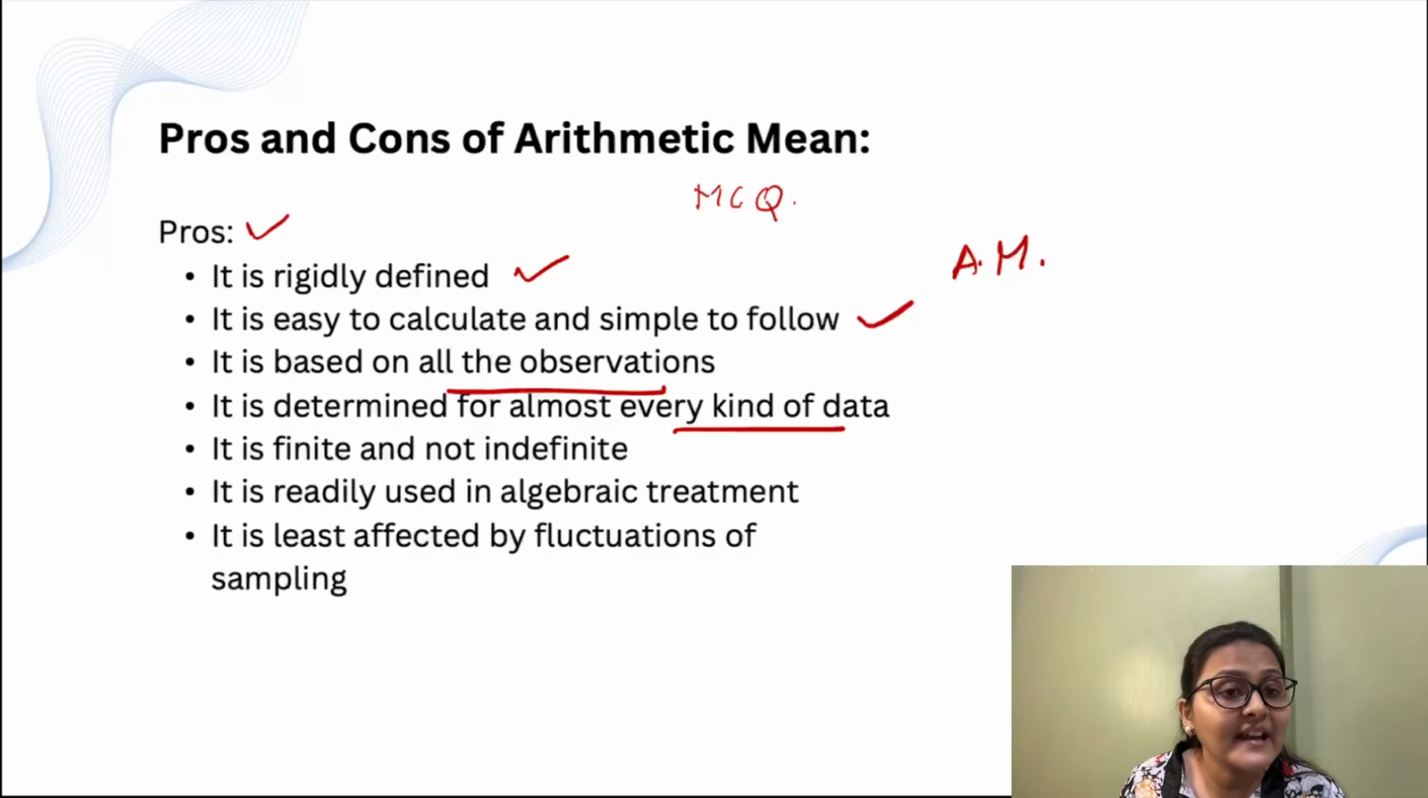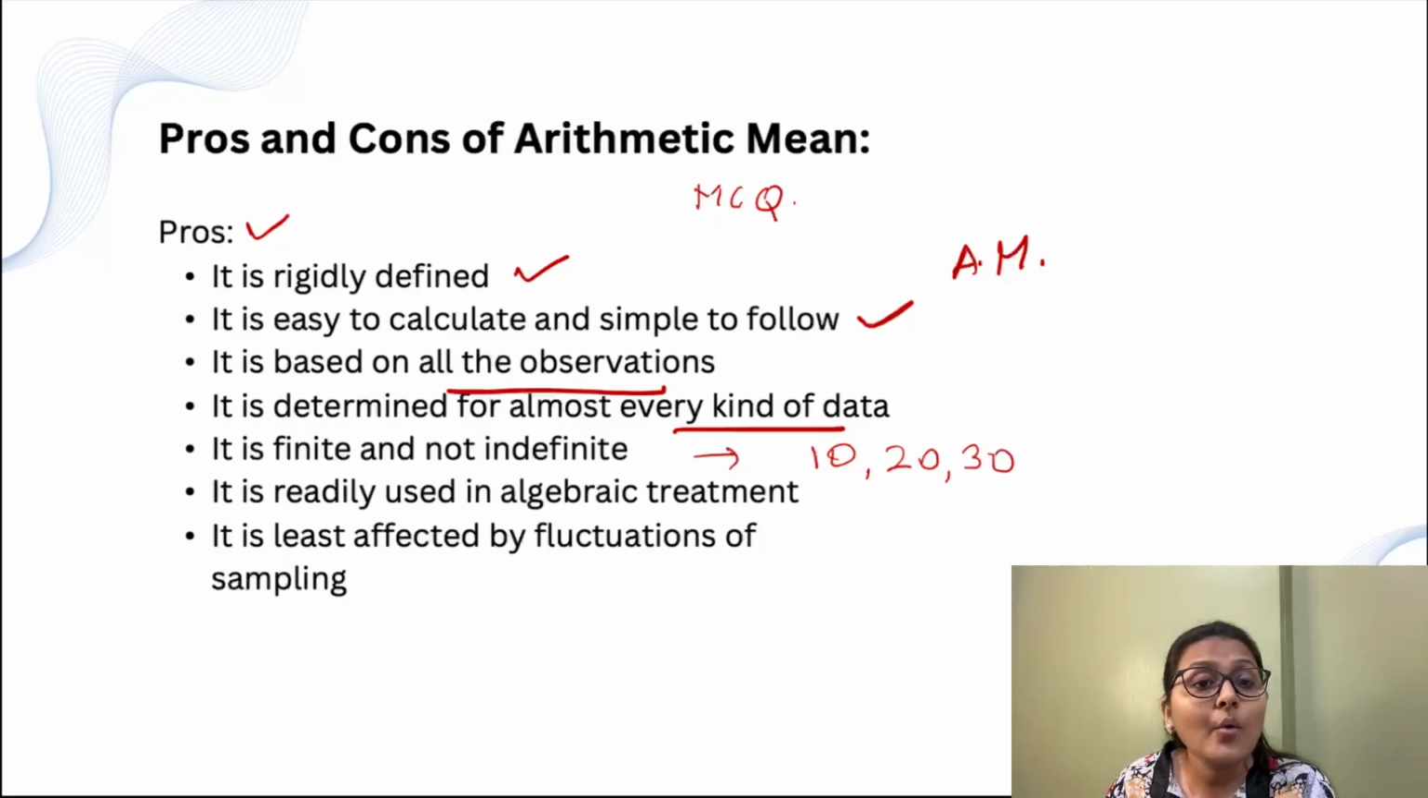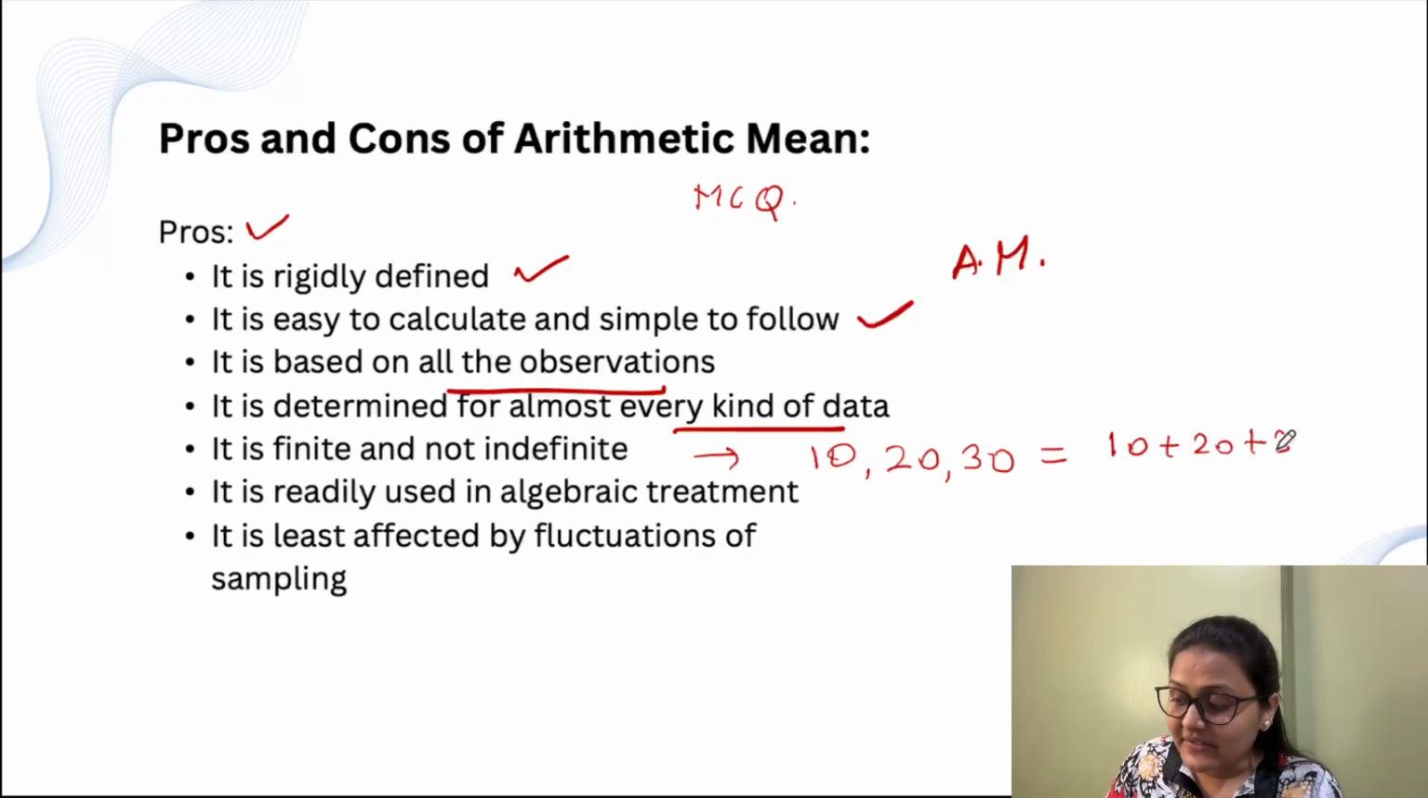Next, it is finite and it is not indefinite. So the arithmetic mean always has a specific numerical value. It is not vague or indefinite. Even if the data takes into consideration larger or smaller numbers, the figures. For example, suppose the values are 10, 20 and 30. Right. Now, how is the mean going to be calculated over here? The mean is 10 plus 20 plus 30 divided by 3.